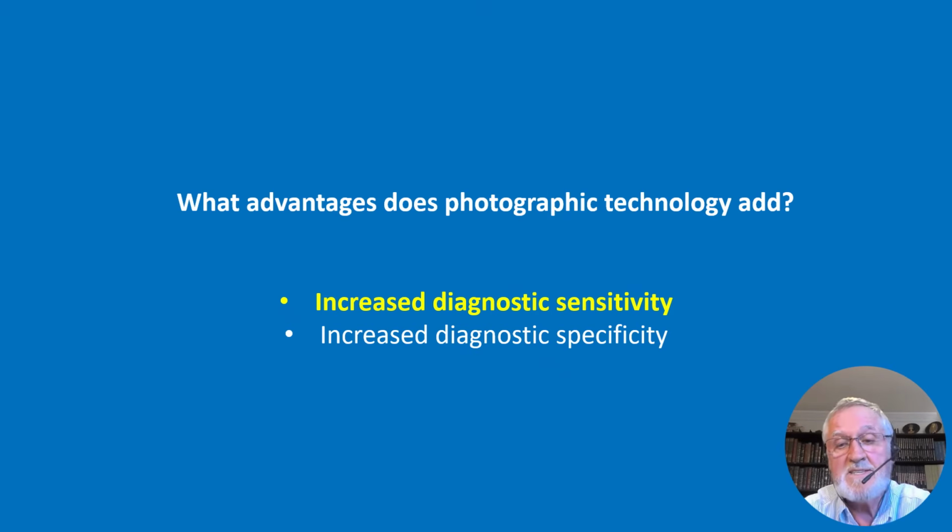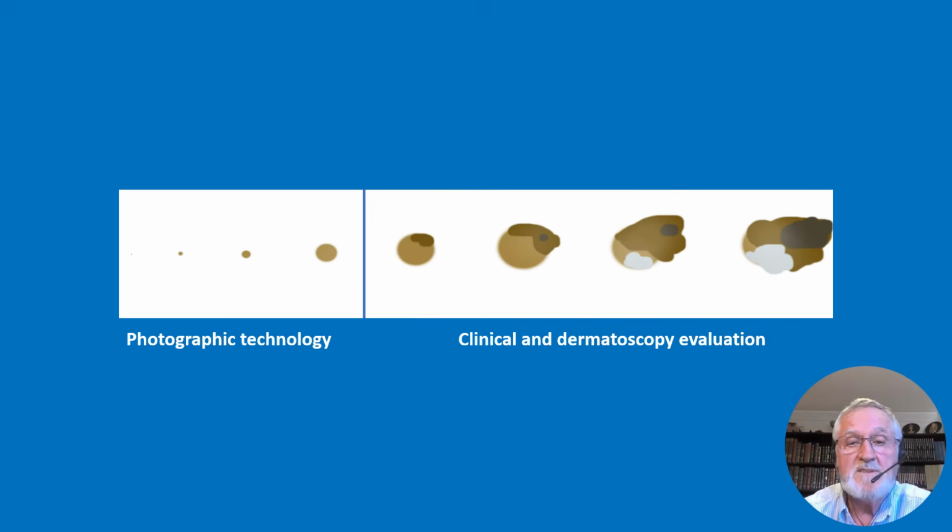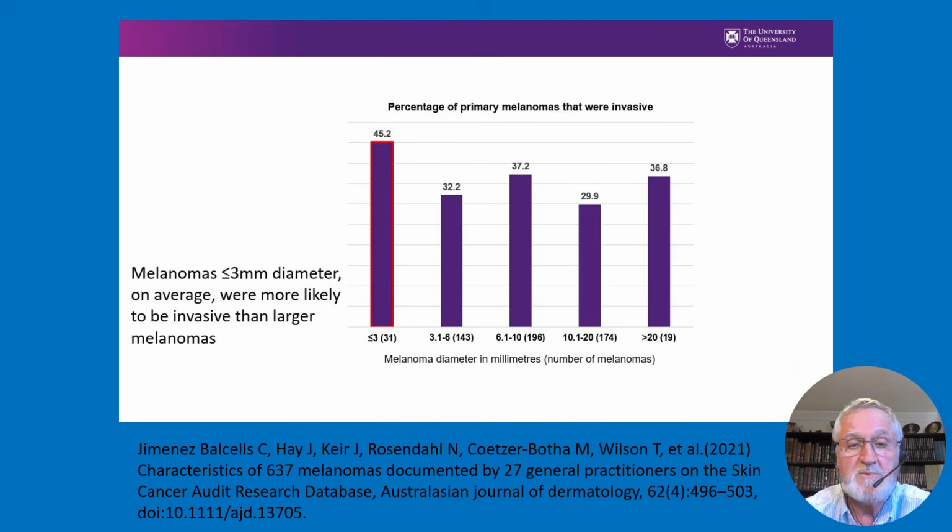Well, we say it gives us increased diagnostic sensitivity. We've shown you a lot of lesions, a lot of melanomas in the last 10 minutes, which were symmetrical, small, early, detected by photographic technology, and most of them were invasive. Most of them were small invasive melanomas. So here we have the left-hand side of the timeline, things that can only be detected by photographic technology. You can't detect them by dermatoscopy.